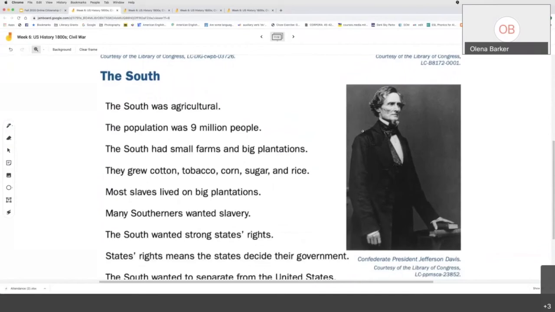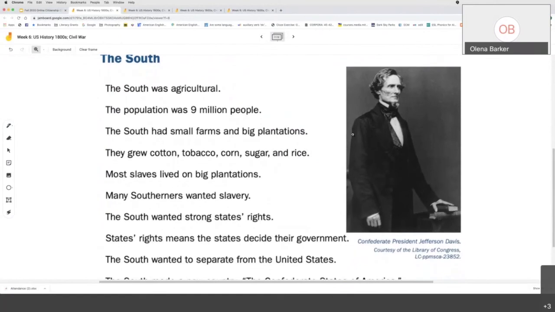The South was agriculture. The population was 9 million people. The South had small farms and big plantations. They grow cotton, tobacco, corn, sugar, and rice.